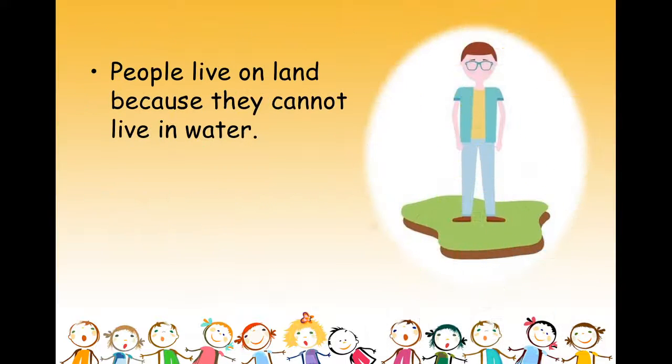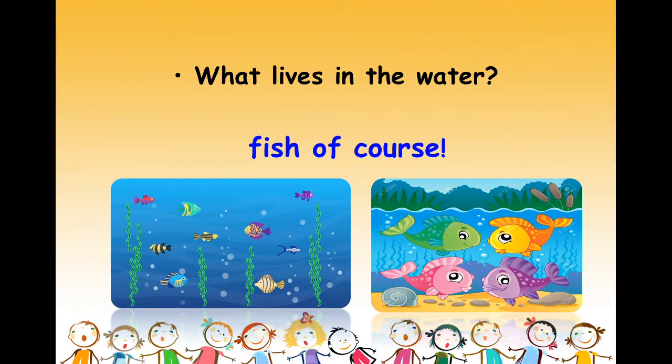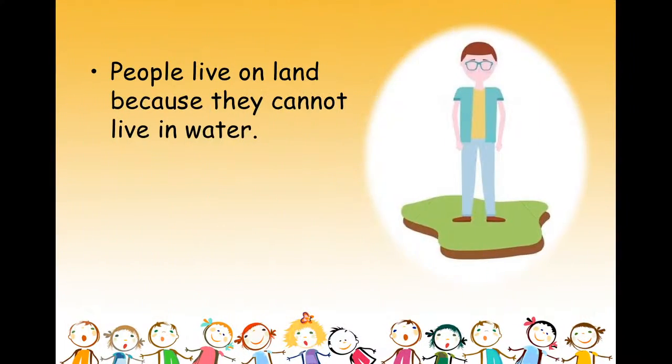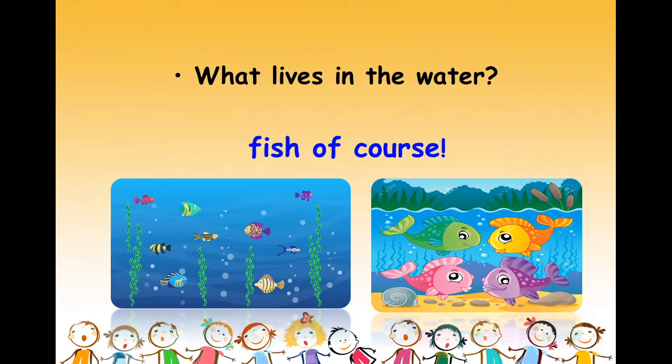Good. Now, where we live. Where do people live? What do you think? Do we live on land or do we live in water? We live on land, right? We cannot live in water, can we? No. Who can live in water? Of course, fish. Only fish can swim in the oceans and seas, right? So, where do people live? People live on the land and fish live in the water.